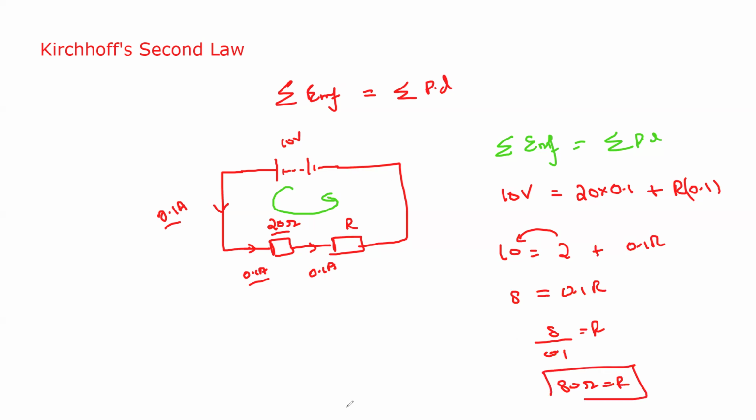So using Kirchhoff's second law, you can also work out an unknown quantity in the circuit, which in this case was R. We can work out R as we had the potential difference and the EMF. Is this example about Kirchhoff's second law clear? Any doubts?